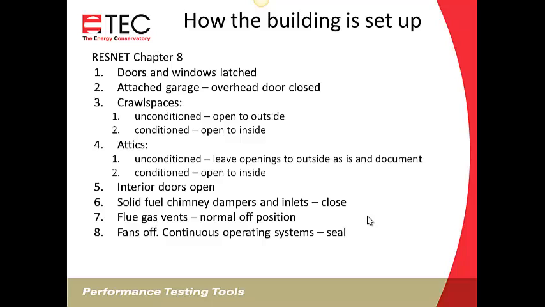So if you have, for example, a new construction house and it's got the piping installed for a clothes dryer, but the clothes dryer isn't in yet, you don't seal that off. You're not allowed to seal that. You would leave it in its normal position. So that would be considered a non-motorized damper, and you want to leave that as it is.